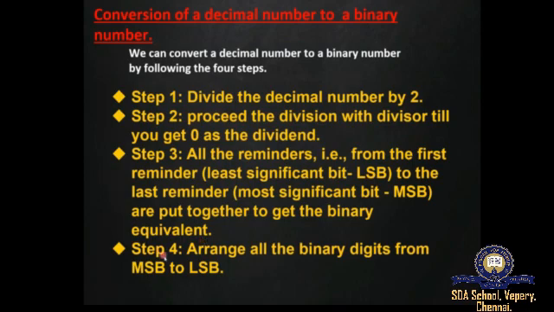The fourth step is to arrange all the binary digits from most significant bit to least significant bit to get our binary equivalent. Okay. Now we are going to do the first sum.